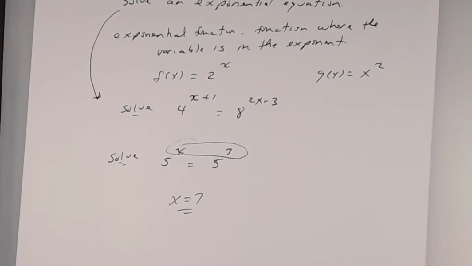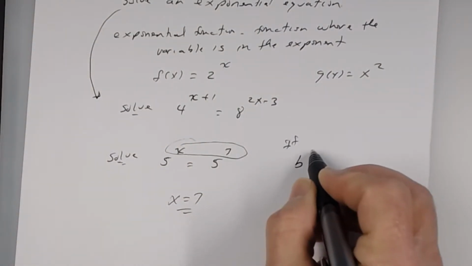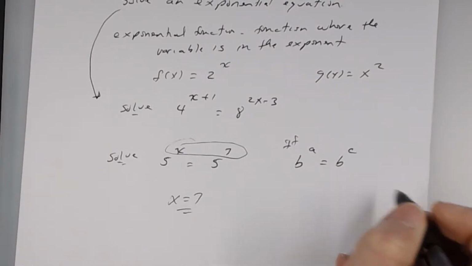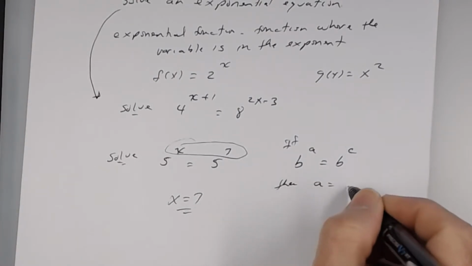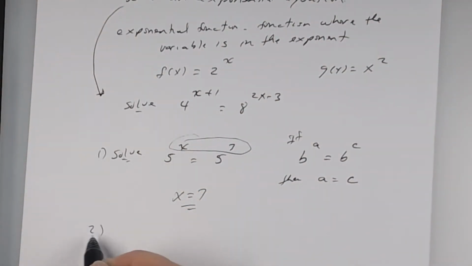Now that was simple because in order to do that, what must be true about the bases? They have to be the same. So if you can get the bases to be the same, then that's an easy thing to deal with. So the rule is basically this. If you have b to the a power equals b to the c power, then what must be true? Then a must equal c. Your exponents must be equal to each other. Okay? All right, so that was number 1. Let's look at number 2.